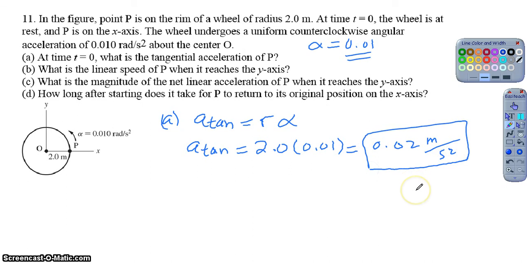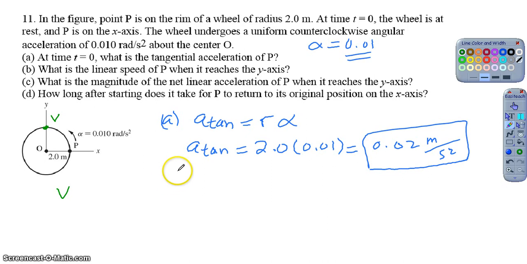Okay, so nothing too tricky, hopefully, about that first part, as long as we know what the question is asking for. And that maybe is the toughest part. Part B, what is the linear speed of P when it reaches the y-axis? So we want to find what the linear speed is. So we want to find our v once the point has rotated up to that point up there on the y-axis. Okay, so we're looking for v.